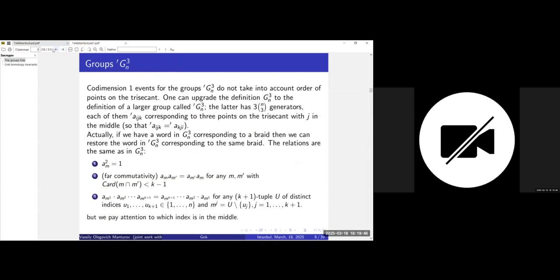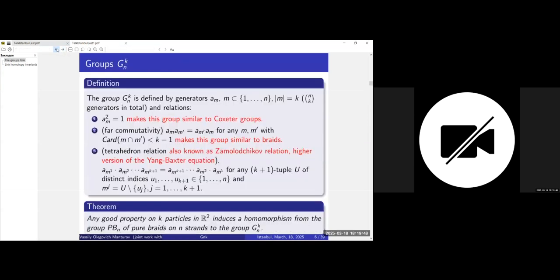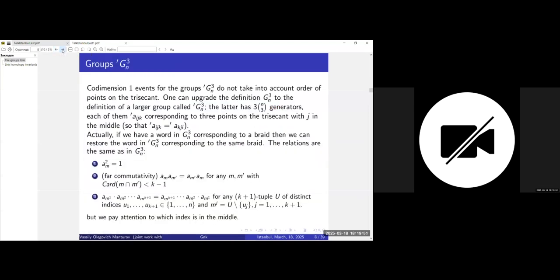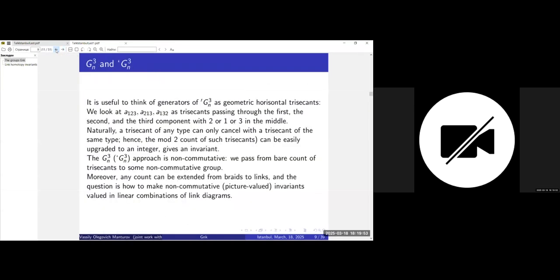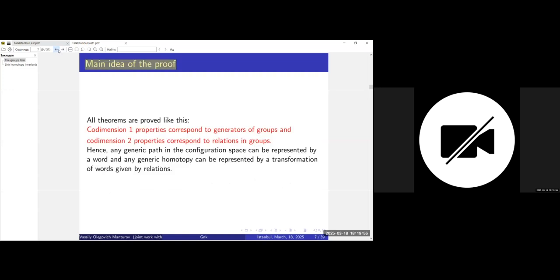In particular, if I talk about GN3 and GN4, the situation is as follows. So my codimension 1 property is, for example, 3 points are on the line. So this is codimension 1. This may happen for a braid generically several times. But what are codimension 2 properties?